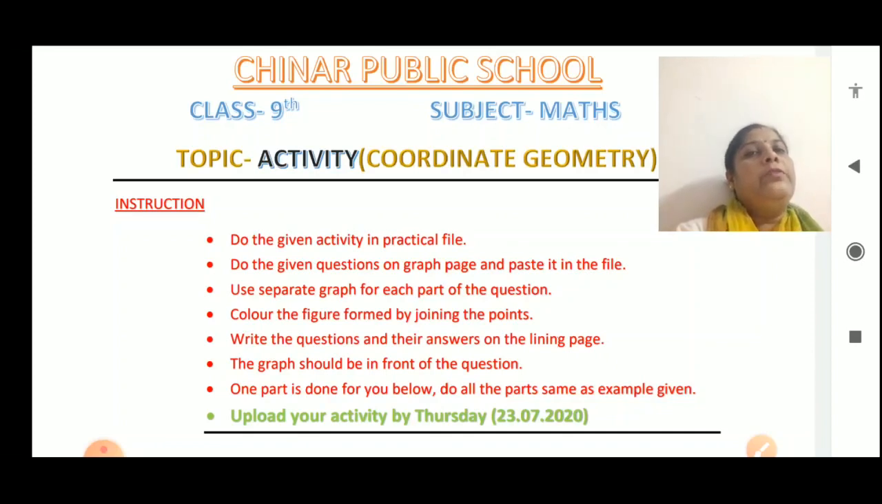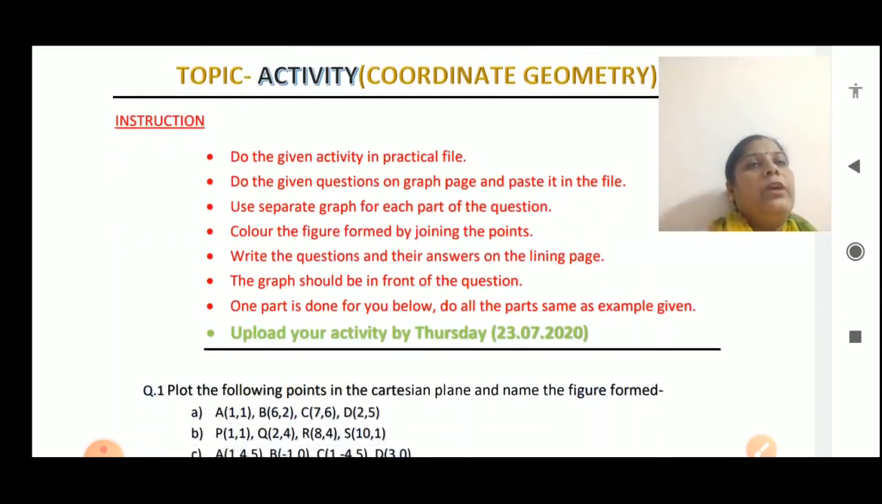Then next point is, one part is done for you below. Do all the parts the same as the example given. I have done one part in your PDF, so you can see that part and draw all the graphs similar to that. Now the next point, the most important: upload your activity by Thursday, that is 23rd July, so that you can get the marks. Now come to the activity.